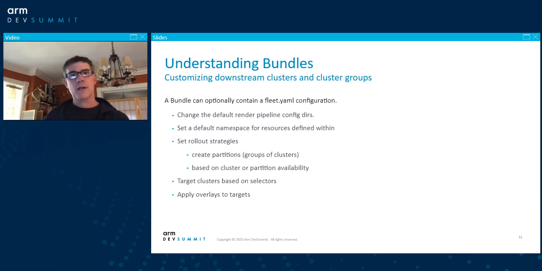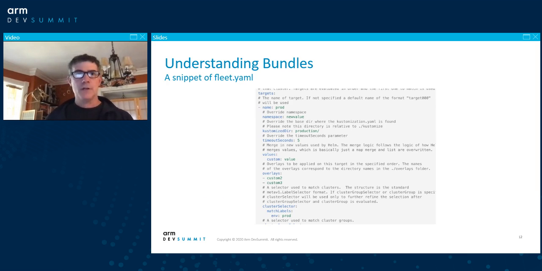I can also target clusters based on selectors. That's just Kubernetes selectors, pretty standard. And I can apply overlays to my targets, which is nice. So the overlays are another way to modify what's in the downstream cluster, or what's being changed for that downstream cluster. So here's actually a snippet. I thought maybe a little example would be helpful.